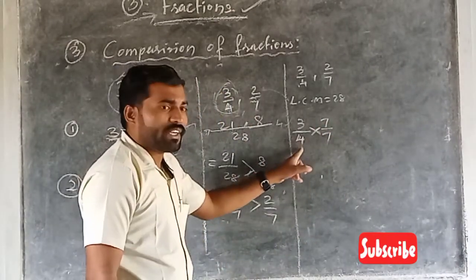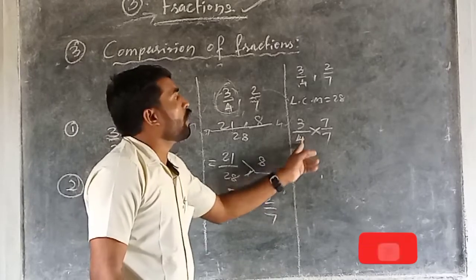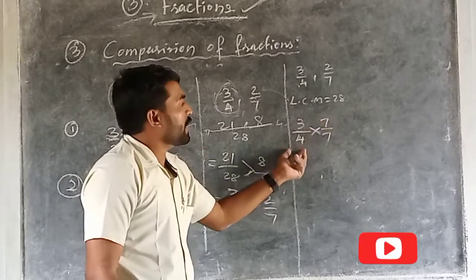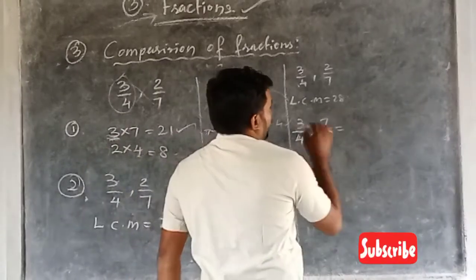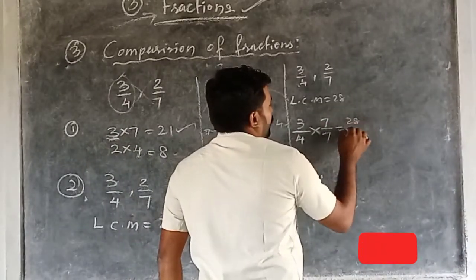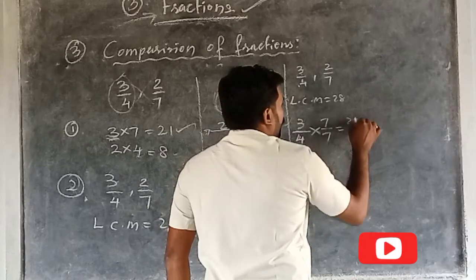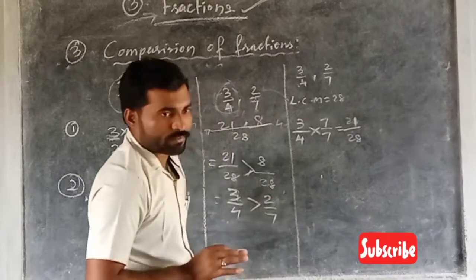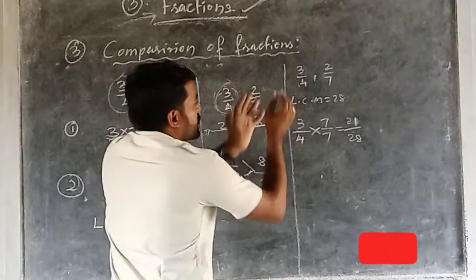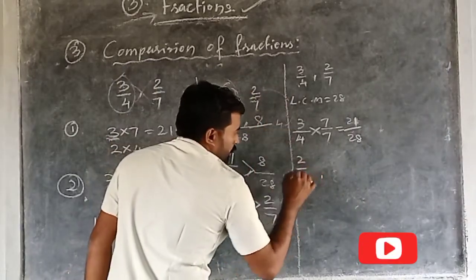What is our denominator here? 4. So 4 sevens are 28, so you can multiply it by 7 by 7. Then 3 sevens are 21 by 4 sevens are 28. That is over. Now you can take the second fraction 2 by 7.